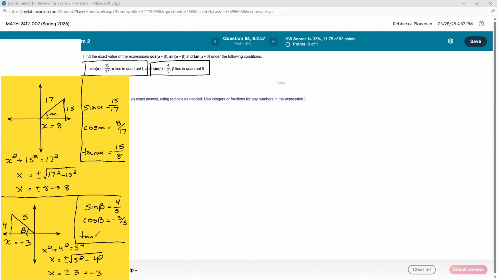And we know tangent of beta is going to be negative 4 over 3.